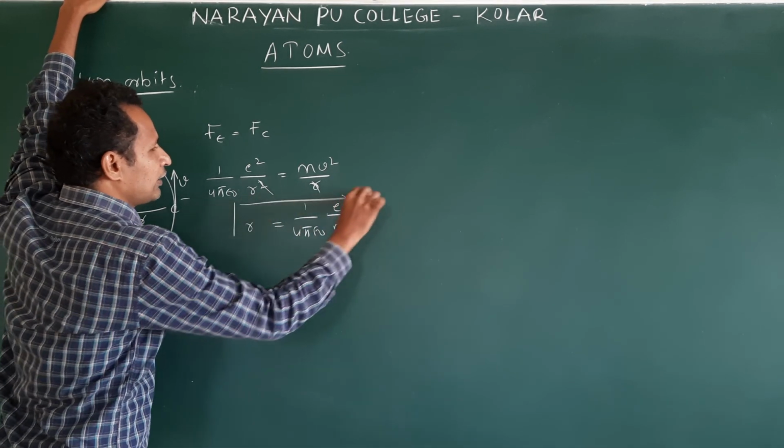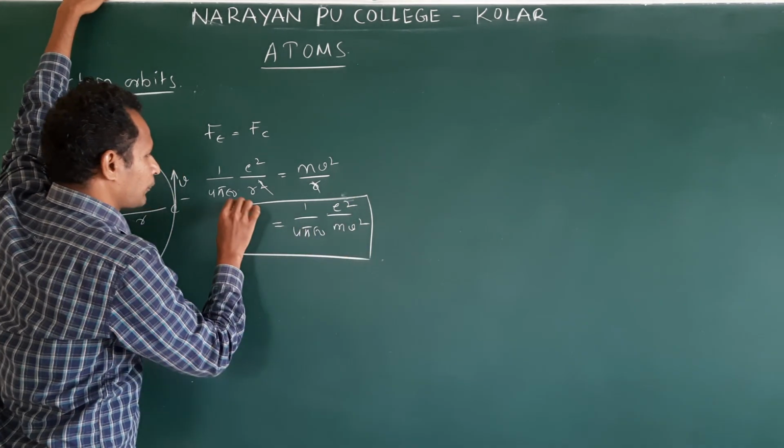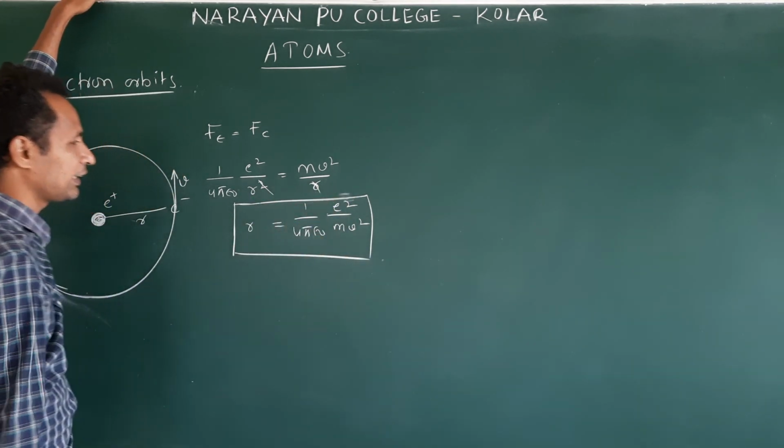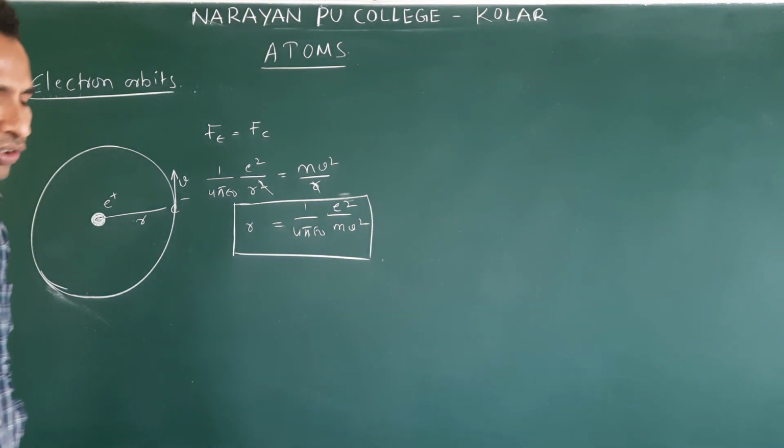This is the radius of the electron orbit. Clear? According to who? Rutherford model. This is the first equation. Clear? Next, we will try to find out the kinetic energy and potential energy, the total energy of the electron.